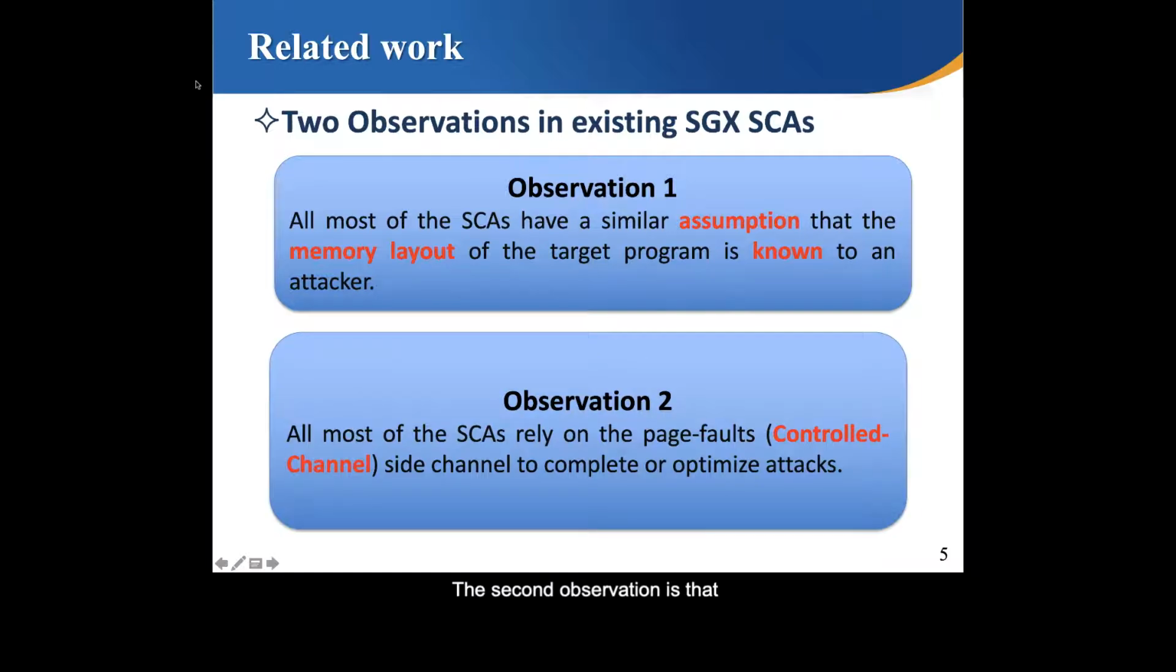The second observation is that almost all the previously introduced attacks rely on the page fault subchannel to complete or optimize themselves, because monitoring the execution of the entire program is very time-consuming and unrealistic. So, almost all of the attacks only launch fine-grained attacks after leveraging the page fault subchannel to pinpoint functions of their interest.